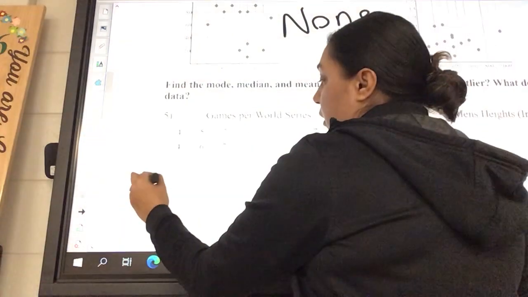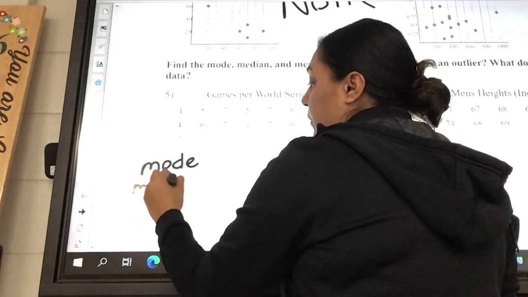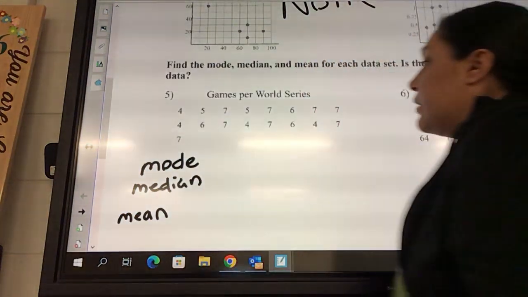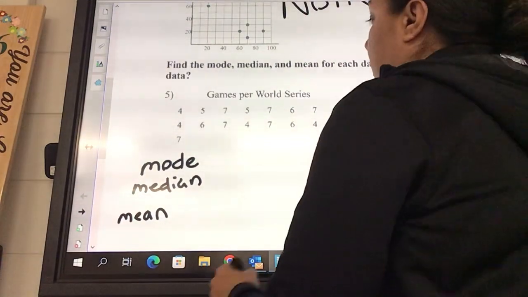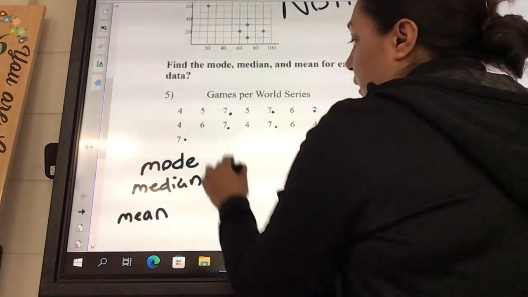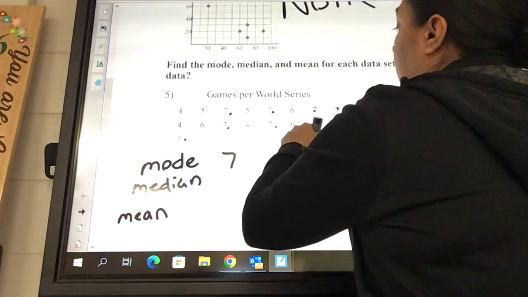Okay, 5, it talks about the mode, median, and mean for each data set. So we're looking for the mode, the median, and the mean. The mode is going to be that number that occurs the most, and it looks like 1, 2, 3, 4, 5, 6, 7, 8, 7. So the mode's going to be 7.